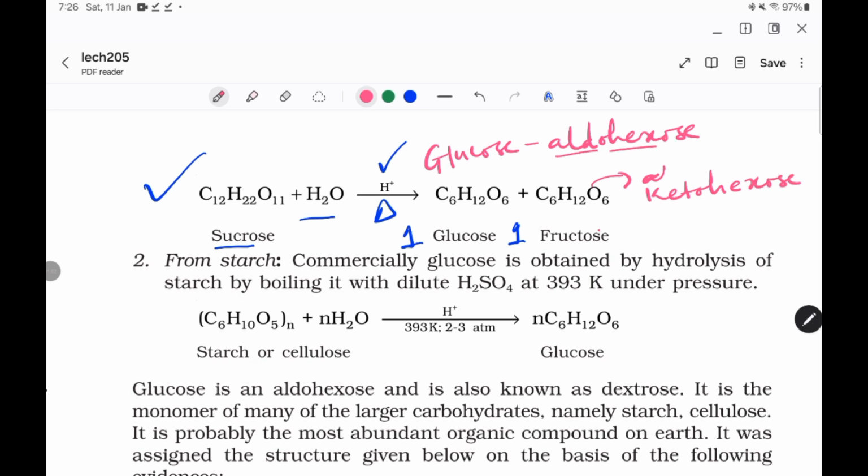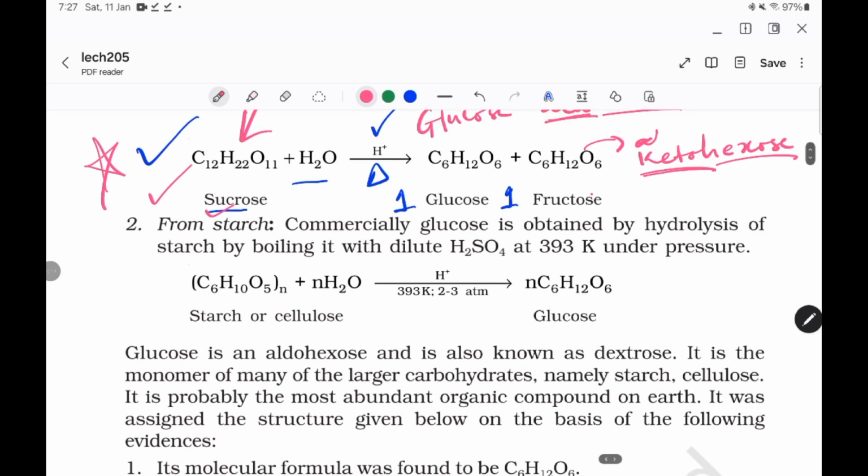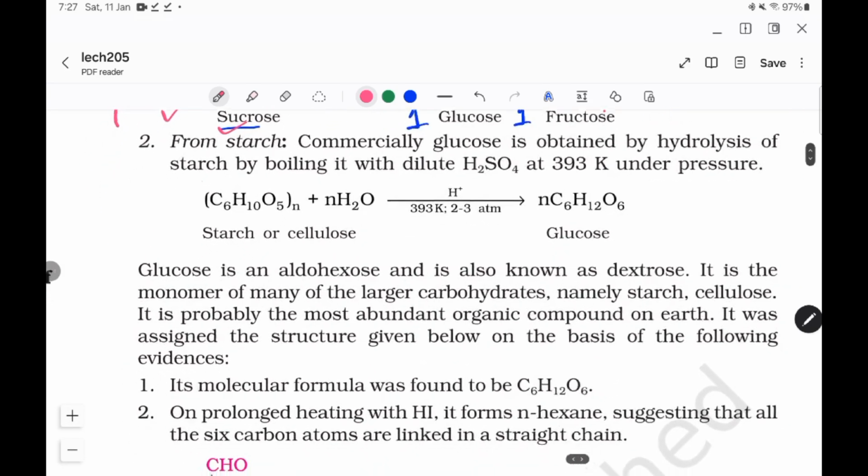That means a 6 carbon containing sugar with an aldehydic functional group, whereas a ketohexose means a 6 carbon containing sugar having a ketonic functional group. So this is the first method, which is important, and it is extremely simple to understand: sucrose, a disaccharide, breaks down to give you two molecules of monosaccharides, glucose and fructose.